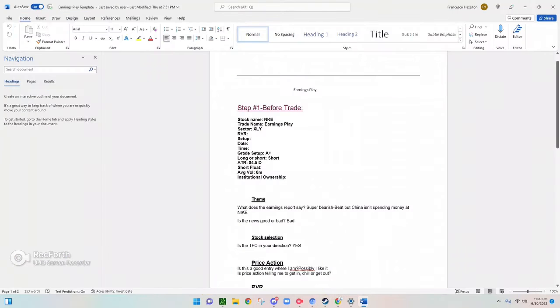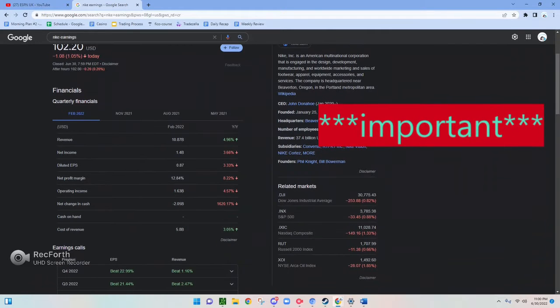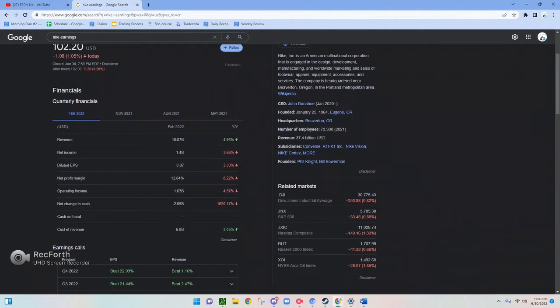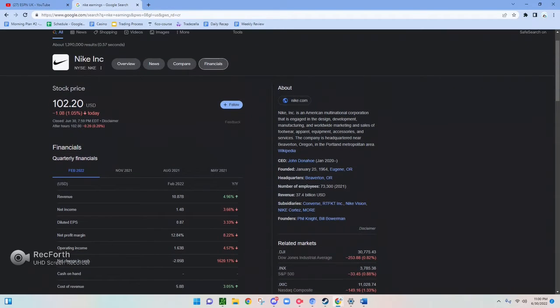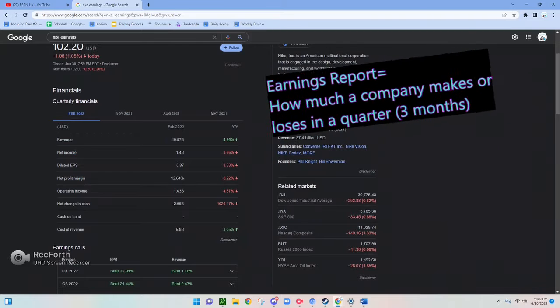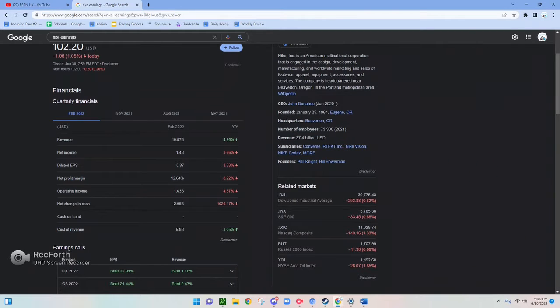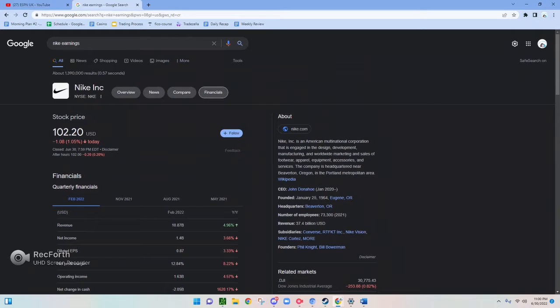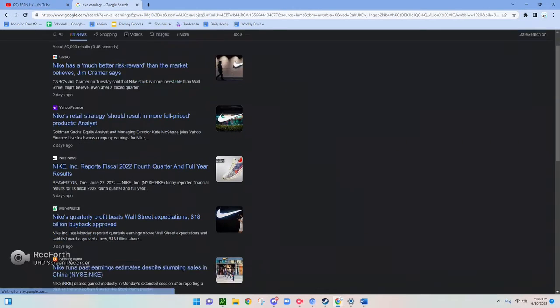And then you want to go into the report of the earnings. An earnings report is really how much the stock earns or loses. You got revenue, net income, profit margin, cost of revenue. As you can see, there's a lot of red and there's some green here. Revenue's up for sure. Cost of revenue is up, which is definitely not good.